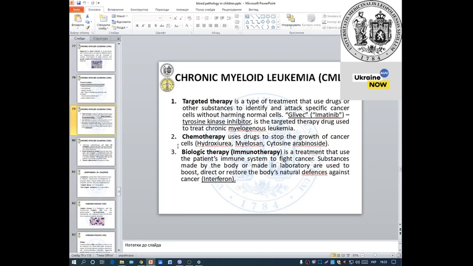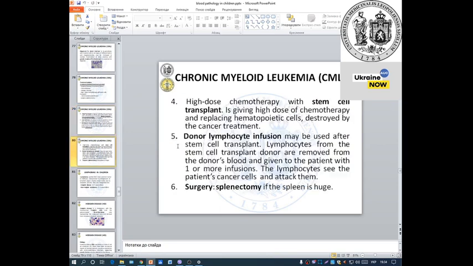Biologic therapy or immunotherapy is a treatment that uses the patient's immune system to fight cancer. Interferon is used to boost body's defense against chronic myeloid leukemia. High-dose chemotherapy with stem cell transplant can be done if a compatible donor is available. Donor lymphocyte infusion may be used after transplant. Lymphocytes see the cancer cells and attack them. And splenectomy is recommended if the spleen is huge.